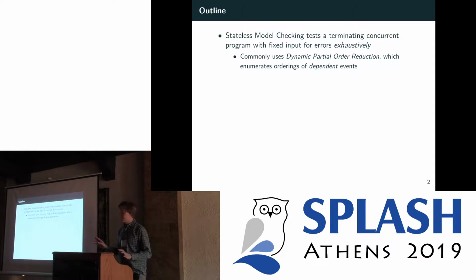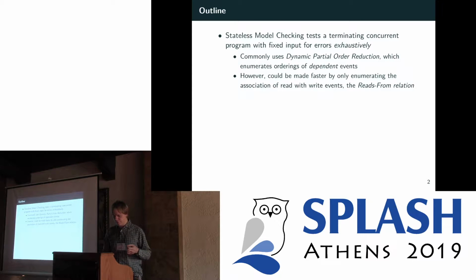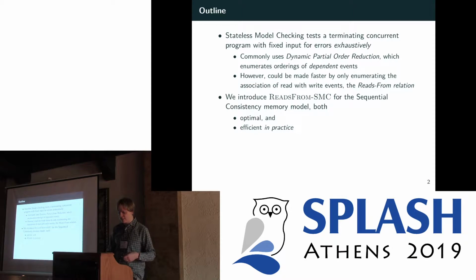Typically, you solve this with dynamic partial order reduction, which is based on enumerating the orderings of dependent events. However, we can make this even faster by only considering the association between read and write events, the so-called reads-from equivalence, which I will explain later. We will introduce an algorithm called Reads-From SMC that does optimal stateless model checking for the sequential consistency memory model, and is also efficient in practice.